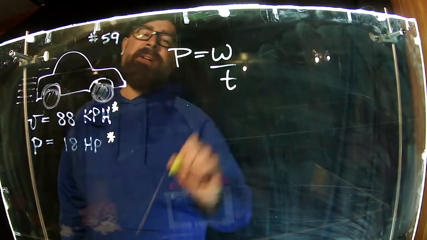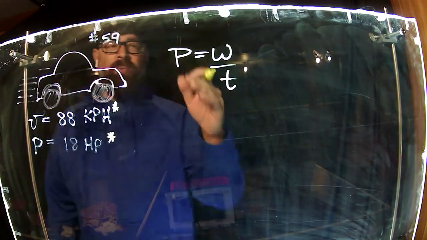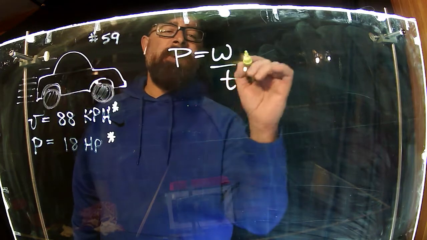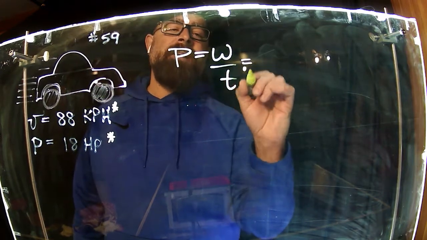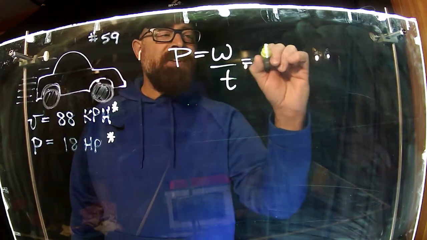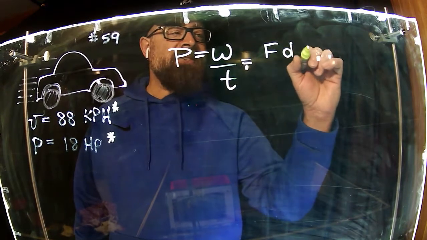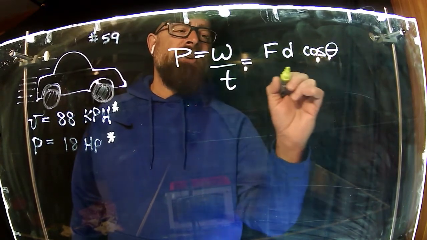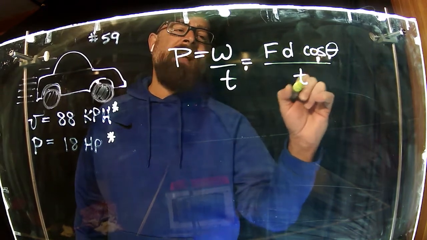Remember that power is equal to a rate. It's the rate at which work is done, or it's the rate that energy changes with respect to time. Let's also keep in mind that by definition, work is equal to force times distance. Now, technically, there's the trig component here of cosine theta. I'll deal with that in a sec.